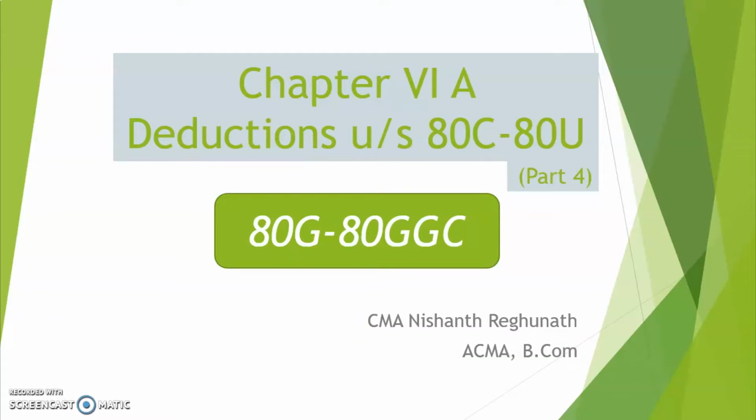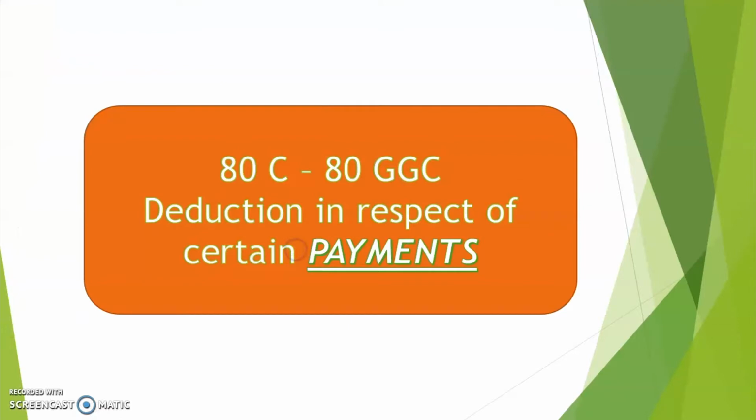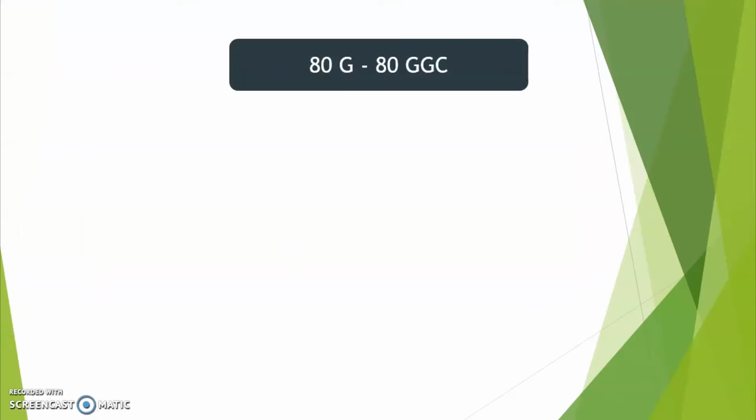So far we were learning about all the deductions that are in respect of certain payments, and this part, part 4, is going to be the last part regarding the deductions regarding certain payments. In this section we'll be learning about deductions from 80G to 80GGC. So let's proceed. You know the drill.